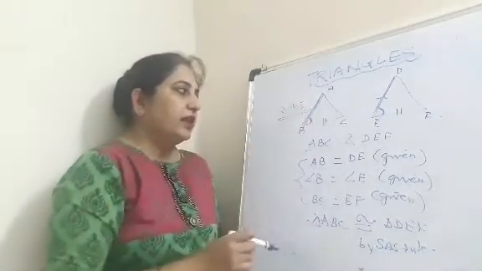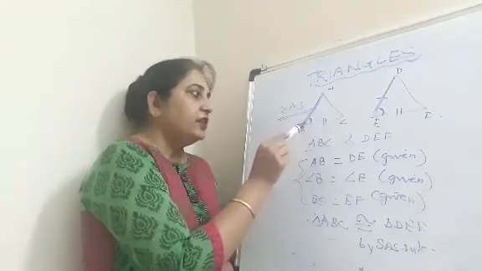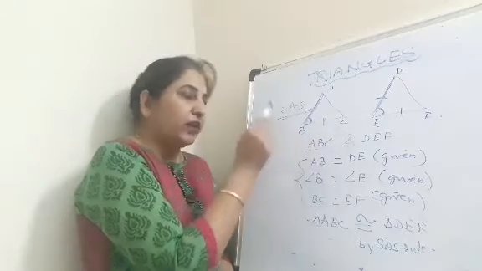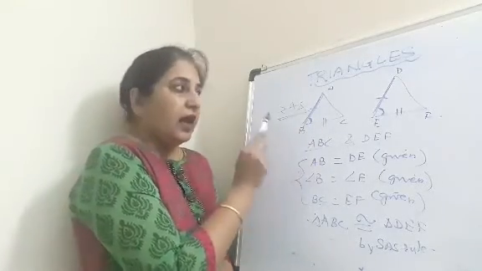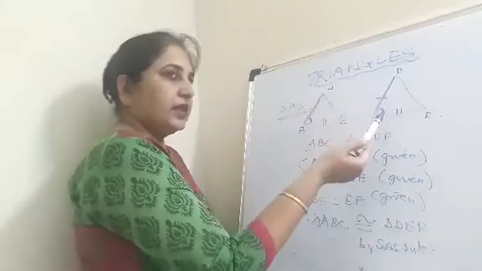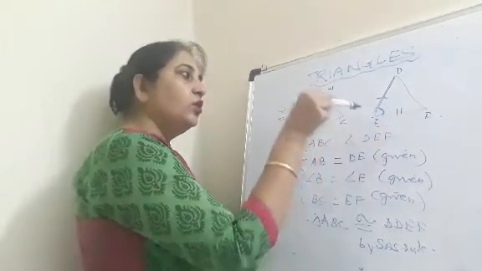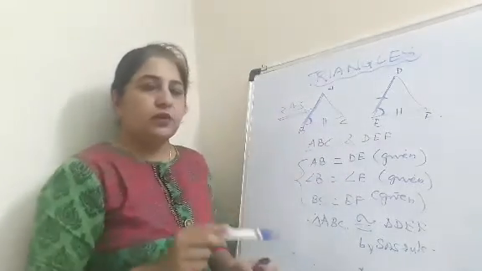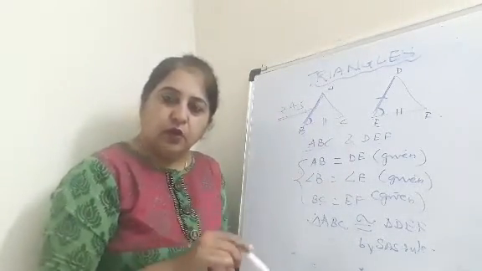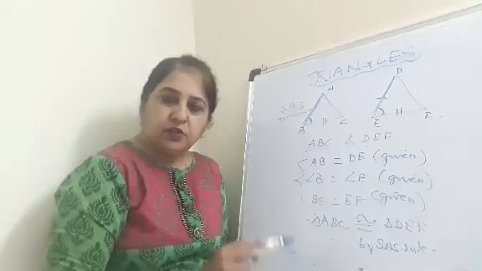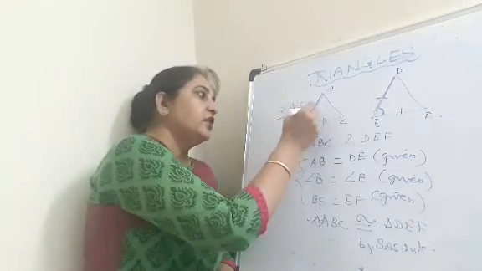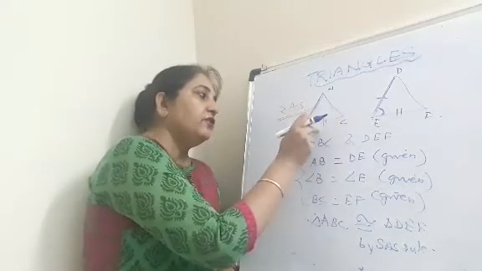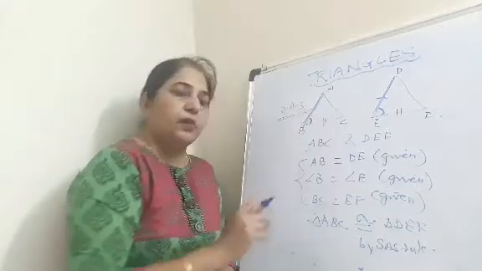How will you define SAS congruence? You will define it as: when two sides and the included angle of one triangle are equal to the two sides and the included angle of another triangle, then the two triangles are congruent by SAS rule or SAS criterion. Remember that there is always an angle which is included between the two sides. You cannot take the angle over here. If the angle is on the other side, then this rule will not be applied.